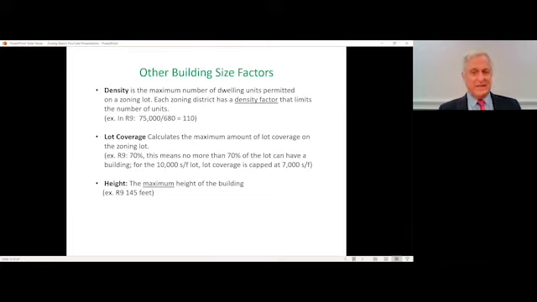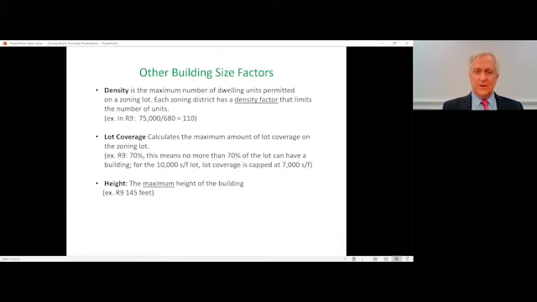And what the lot coverage basically tells you is the size of your building footprint. So in this case, you're building an R9 building on a 10,000 square foot lot, your footprint's going to be 7,000 square feet. You can't go bigger than that per floor, and the rest of the space will be open. And then we talked about height. We already talked about that. In the case of the R9, 145 feet. So these are all very important considerations: your maximum number of units, your maximum building footprint, and your maximum height.